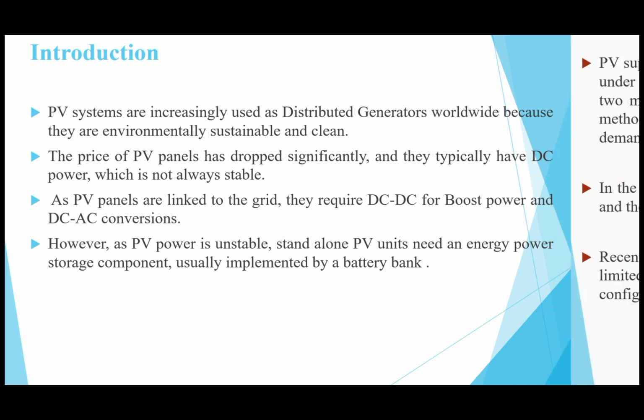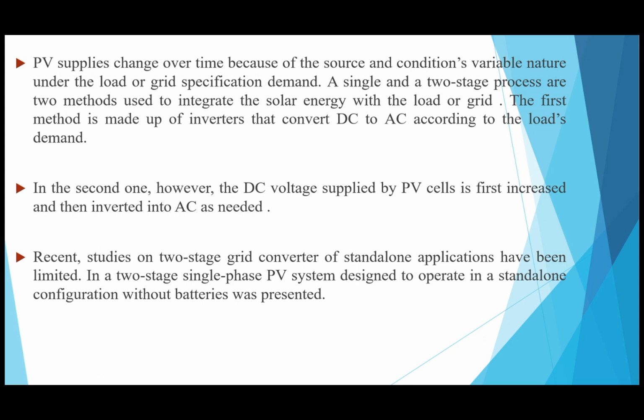PV supplies change over time because of the source and conditions, variable nature under the load or grid specification demand. A single and a two-stage processes are two methods used to integrate the solar energy with the load or grid. The first method is made up of inverters that convert DC to AC according to the load's demand. In the second one, however, the DC voltage supplied by PV cell is first increased and then inverted into AC as needed. Recent studies on two-stage grid converter of standalone applications have been limited.